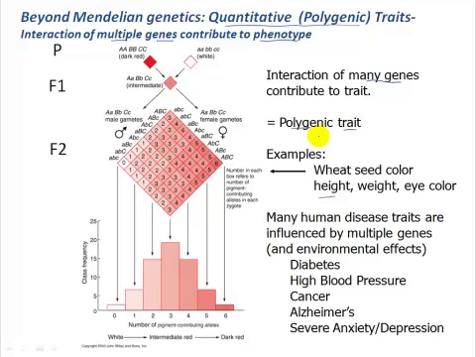So how does this work? How can we see this playing out in terms of inheritance patterns? Well, let's take an example from plants. So this is wheat seed color, which is determined by 3 separate genes A, B, and C. These are different genes, different loci in the genome, each of which is responsible for conferring a little bit of redness to wheat seeds.